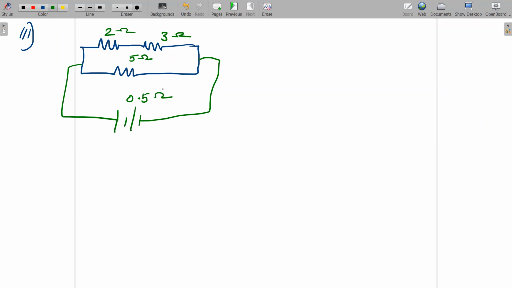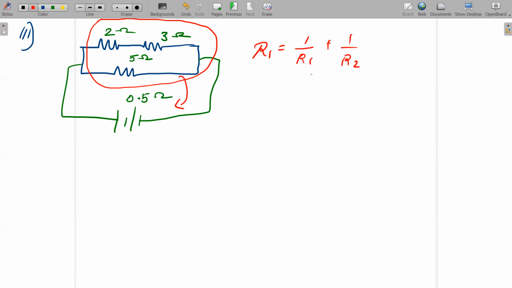So children, listen carefully. This particular area is nothing but a parallel connection. If you take this 2 with respect to 5 ohm, they are in parallel. If you solve that first, then that particular circuit will be in series with this particular resistance, right? So you should solve that. The equation for R parallel is 1 by R parallel equals 1 by R1 plus 1 by R2.